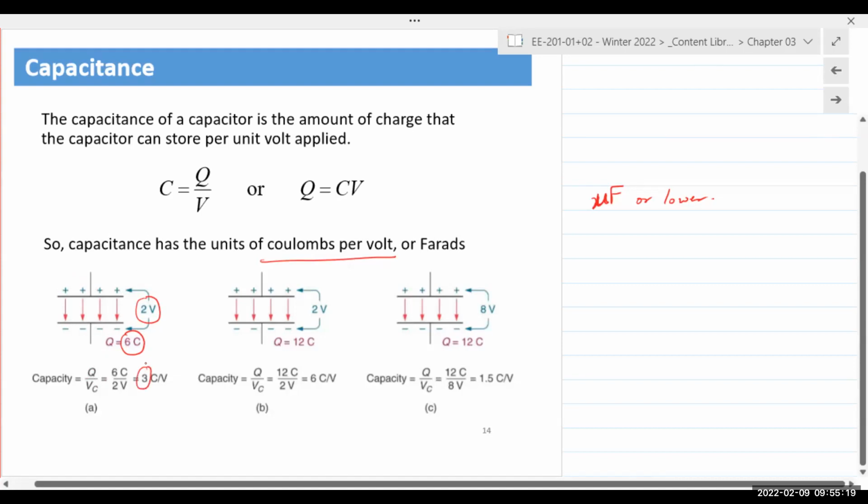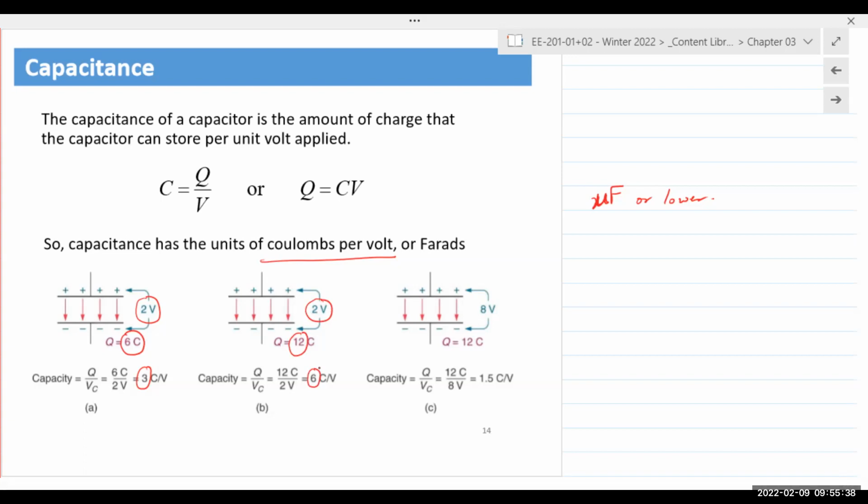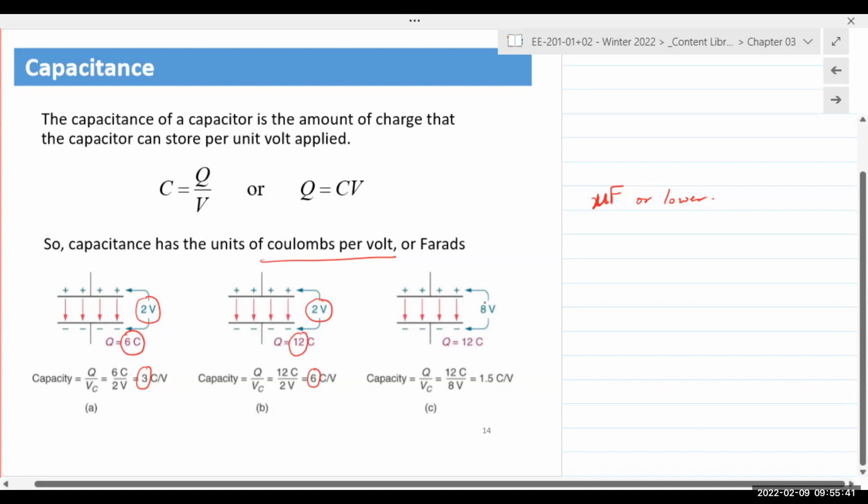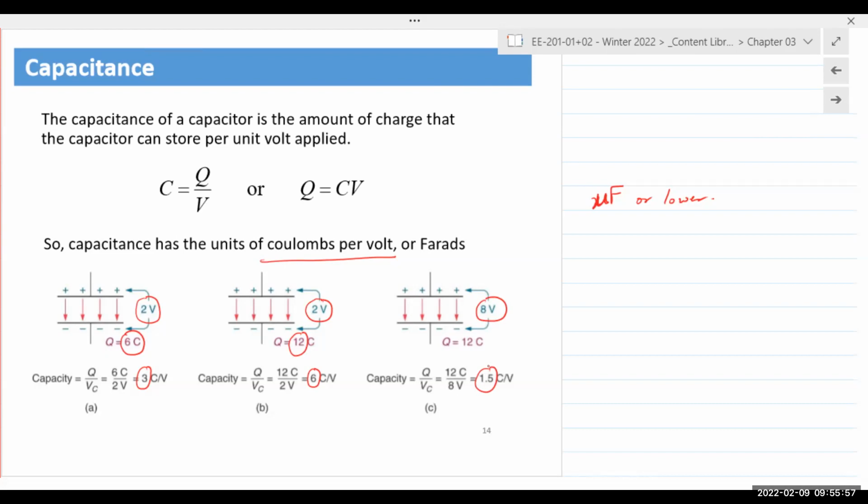Now you can take that same capacitance, sorry, not the same capacitance. If you want to store more charge for the same amount of voltage being applied, the capacitance value is now much higher, 6 farads. If you want to keep the same amount of charge, but you want to increase the voltage, which is now 8 volts, your capacitance requirement is now much lower, only 1.5 farads.